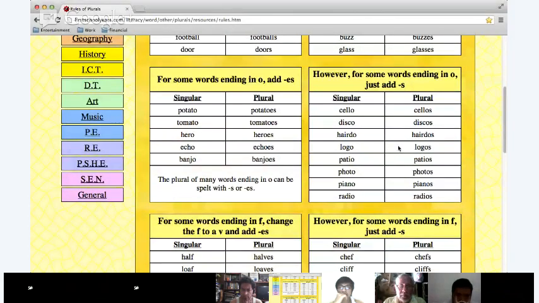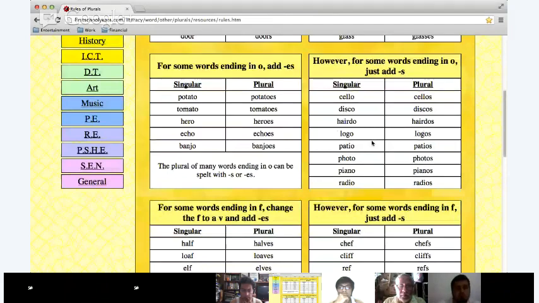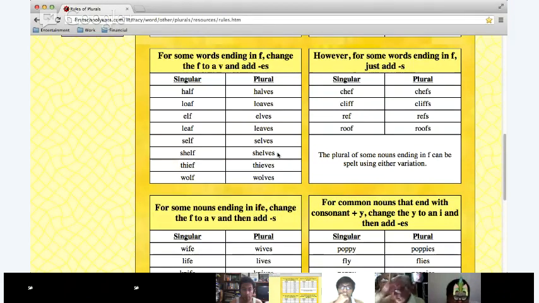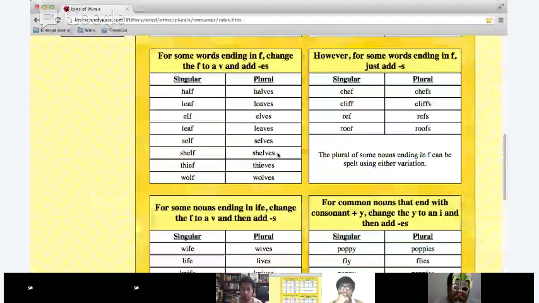Excellent. All right. Let's scroll down, and we're going to talk about F endings. This is for Amparo. Please read this box. For some words ending in F, change the F to a V and add ES. Leaf, loaf, elf, leaves, shelf, thief, wolf.